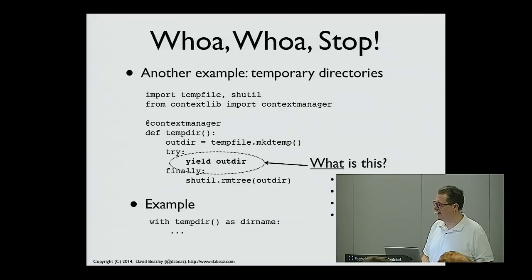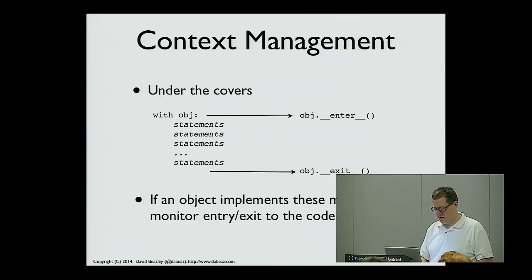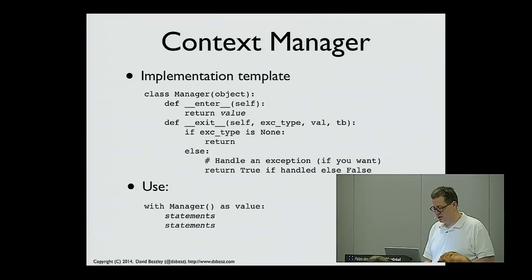What is really going on here is that if you know how the with statement works, it allows you to monitor entry and exit from a code block. When you say with object, it invokes an enter method, then you run a whole bunch of statements, and then it invokes an exit method. The way that you define a context manager normally is by creating a class where you say this is a manager. You have an enter method on it where you're allowed to return a value, and then you have an exit method where you can either ignore or handle an exception if you want. So this is the prototype for context managers.